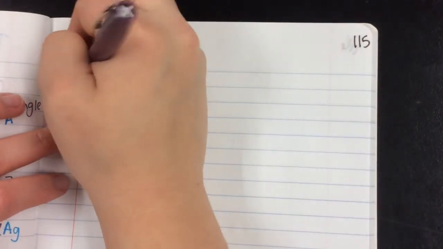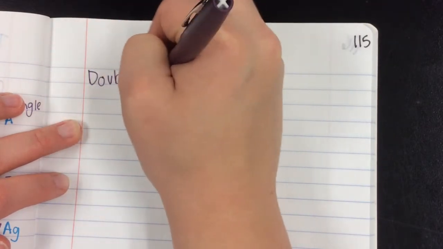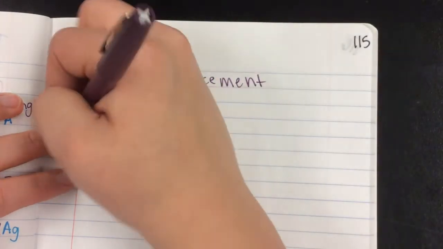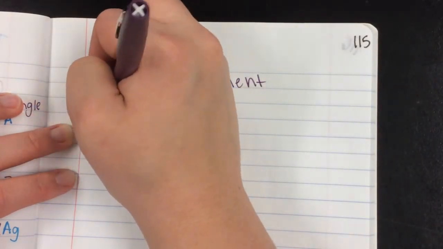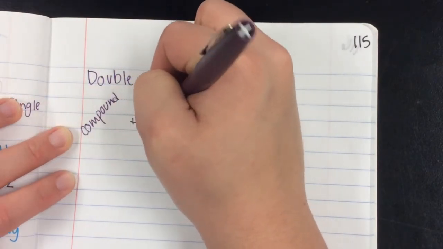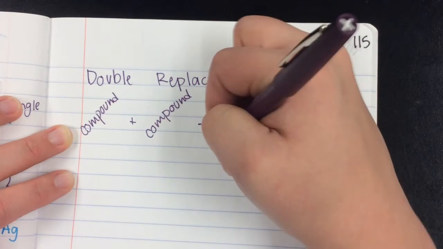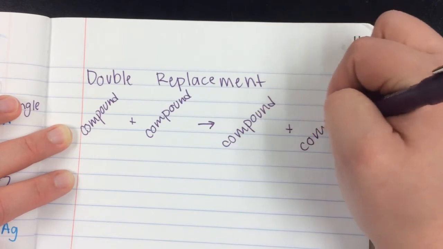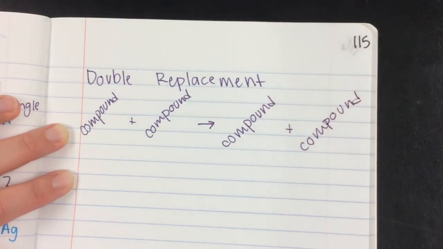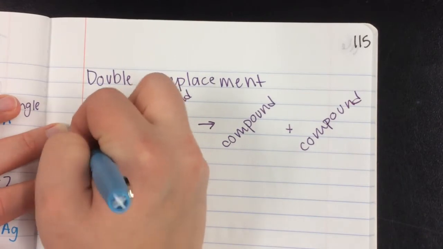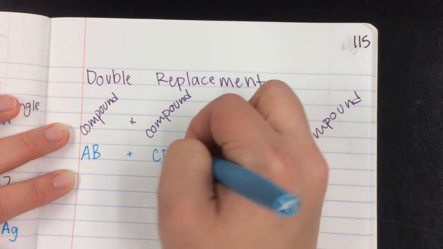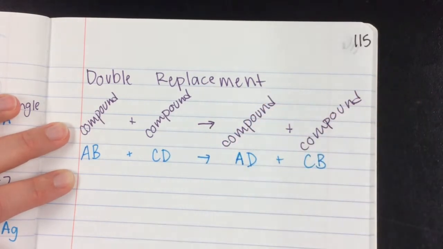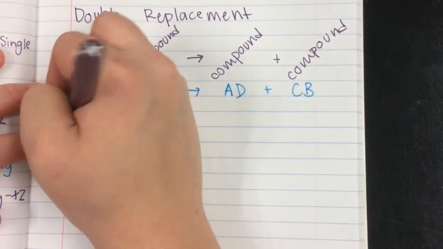The fourth type of chemical reaction we're going to talk about is double replacement. Double replacement happens when we have two compounds and they switch partners. So we start with a compound plus a compound, and that makes two new compounds. So another compound plus a compound. In terms of letters, we'd have something along the lines of AB plus CD, which makes CB and AD.